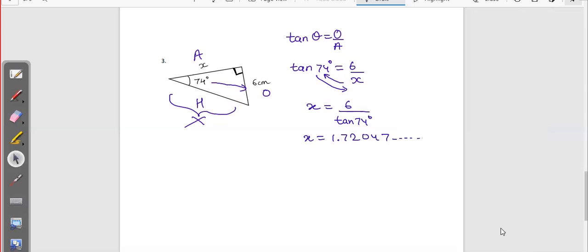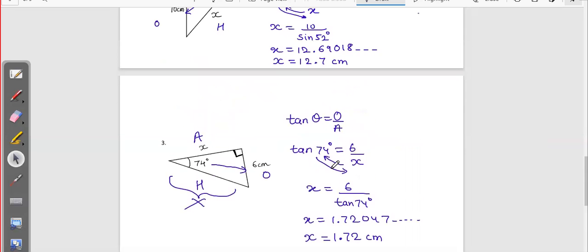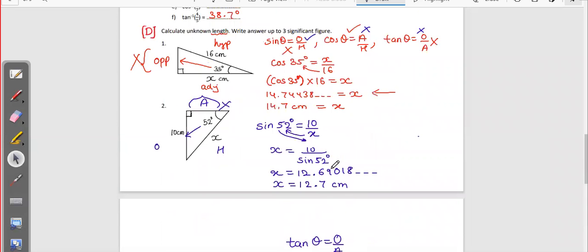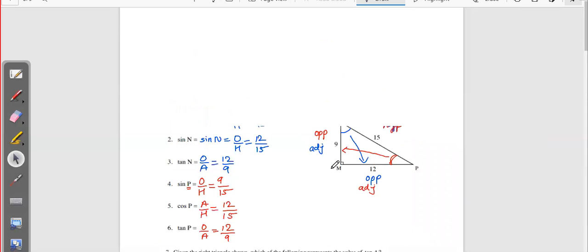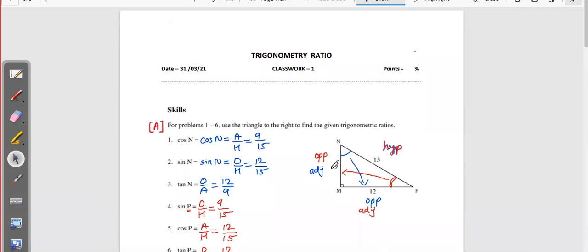1.72047 something, and dot dot dot. So the final answer up to 3 significant figures is 1.72 centimeter. We have solved the full worksheet, and you also have to mention the proper unit. Don't make any silly mistakes in writing the answers. So this is all we have learned till now, and now we will study how to find the angles.